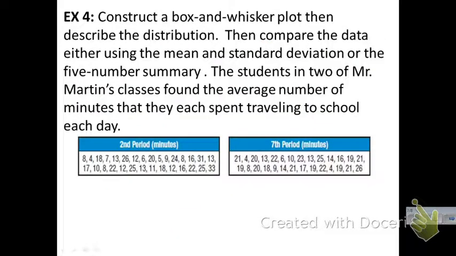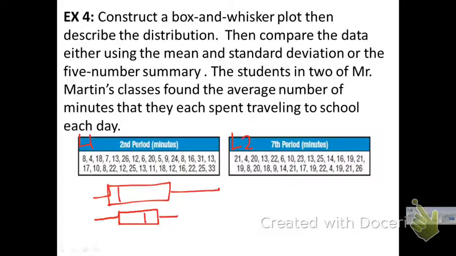Okay, on example 4, we're going to compare two different sets of values. So you're going to put period 2 in list 1 and period 7 in as list 2. Okay, once you have these listed as list 1 and list 2 in your calculator, you're going to graph them simultaneously. So you'll turn two stat plots on, one with list 1 and one with list 2. And when I did this is what my graph looked like. And then we're going to compare these.